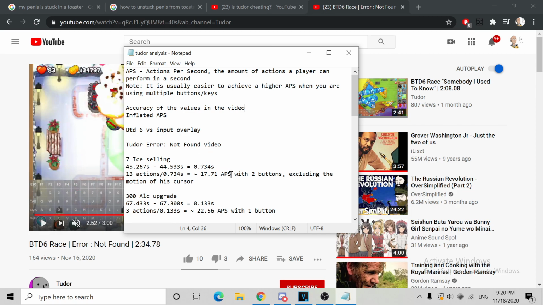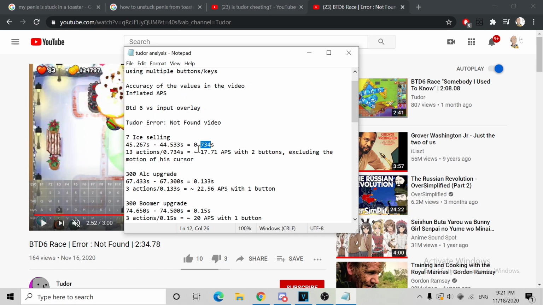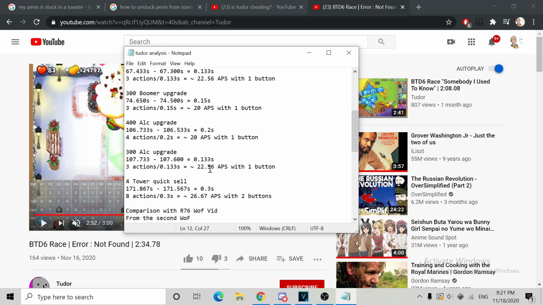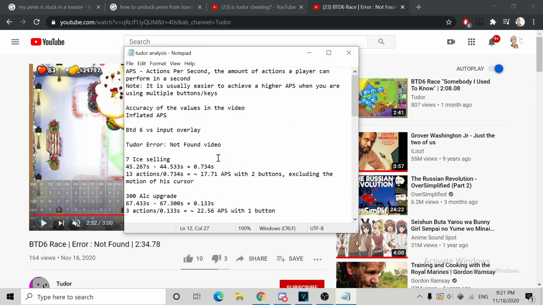And also, a lot of the APS that I'm going to be calculating in this video are going to be inflated because I'm calculating the APS over a very short burst of time, like here, 0.7 seconds, 0.1 seconds, 0.2 seconds, etc. So when you're calculating APS over a very short burst of time, it's going to appear higher compared to, let's say, a prolonged amount of time.